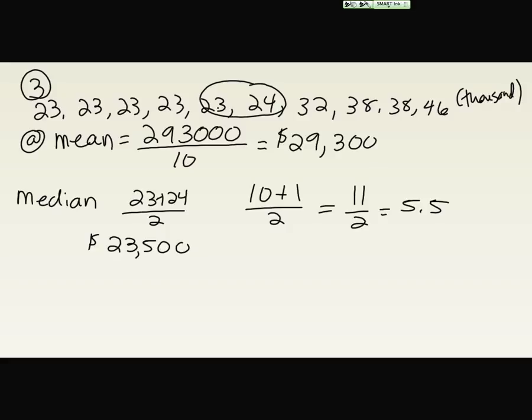So you can definitely do the crossout method if you like the crossout method, but did you guys see how that worked? So 5.5, so it's between the 5th and the 6th numbers in the list. No shortcuts on mode. What's the mode? 23,000.